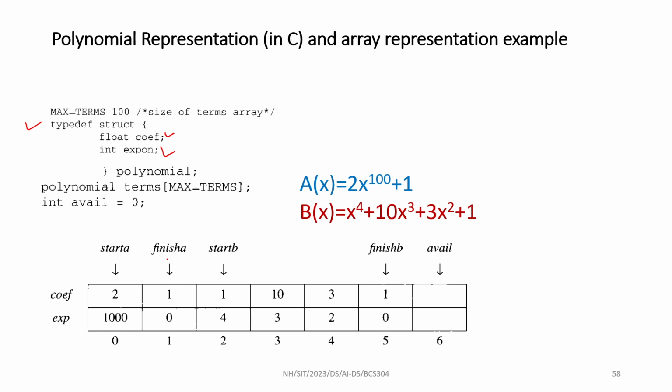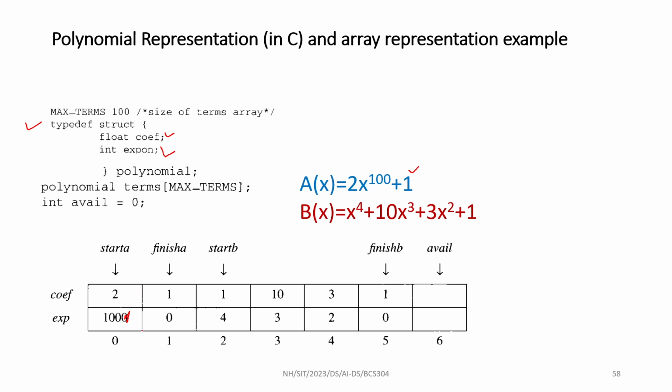Now, let us take two polynomials, A polynomial and B polynomial. In this case, you go on to represent all the terms. The first term is 2x power 1000. 2 is the coefficient part, and 1000 is the exponent part. Any more terms left? Yes. Second term, coefficient is 1, exponent is 0. That finishes the first one.